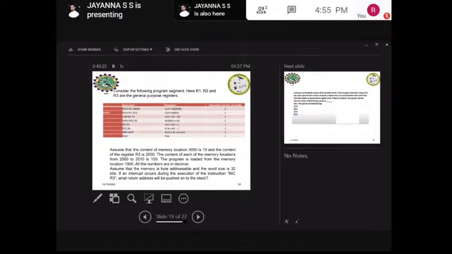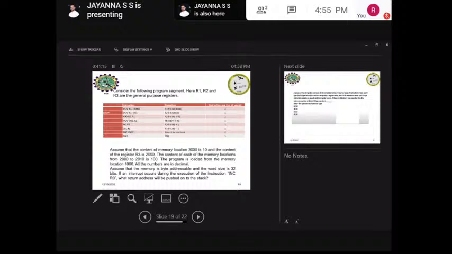So next question. Consider the following program segment. Here R1, R2, R3 are the general purpose registers. Assume that the content of the memory location 3000 is 10 and the content of the register R3 is 2000. The content of each of the memory locations from 2000 to 2010 is 100. The program is loaded from the memory location 1000. All the numbers are in decimal. Assume that memory is byte addressable and the word size is 32 bits. If an interrupt occurs during the execution of the instruction INC R3, what return address will be pushed onto the stack?